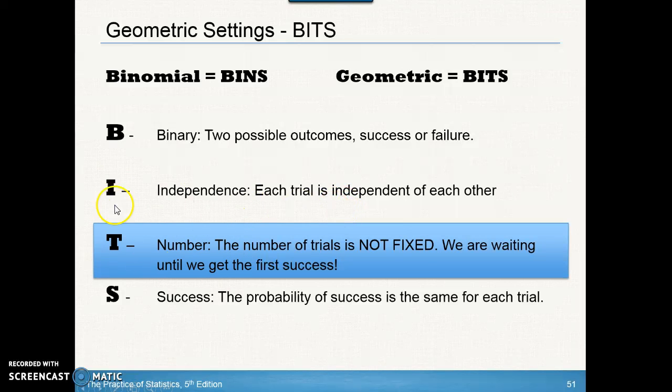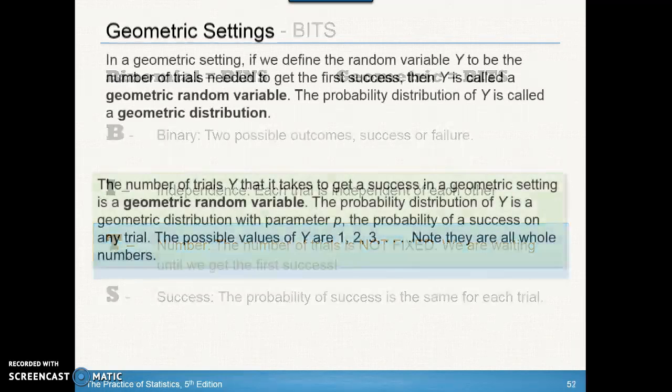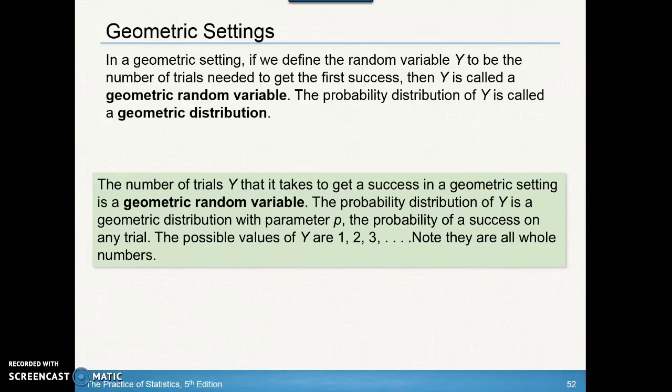T, instead of being n, a fixed number of trials, this is T, the number of trials until we get the first success. So this is not fixed. We just are going to keep rolling that die until we get a 6. S is still the same thing, the probability of success is the same. So as I roll a die, it's still only a 1/6 chance of getting that 6. Okay, so we're going to use X for binomial and Y for geometric in this situation just to keep the two separate.